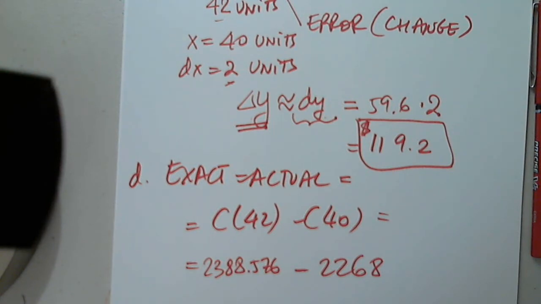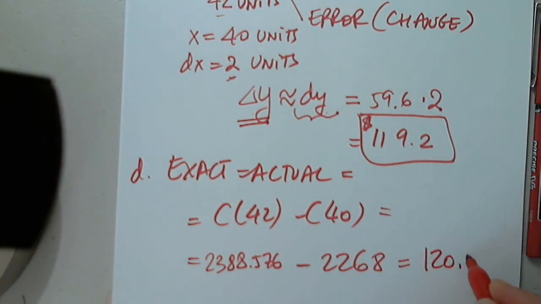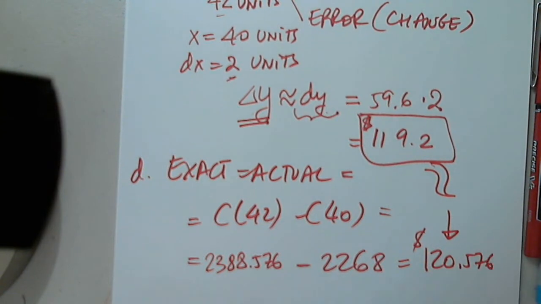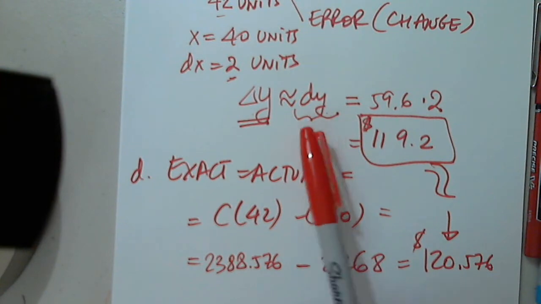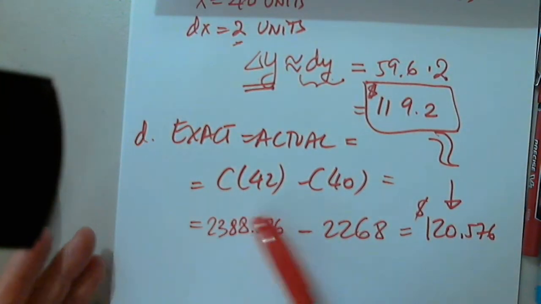So then I want 2388.576 minus 2268. This is the exact. 120.576. This is the exact. And this is the approximate. The approximate was obtained with a derivative, C prime of x dx, and the actual was determined with algebra.